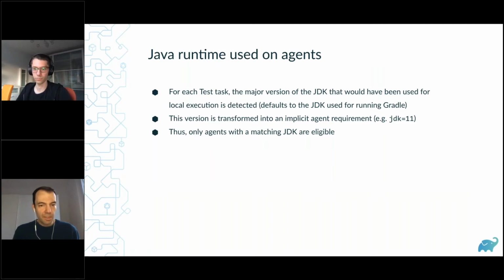A word about the Java runtime used on the agents. So for each test task, we detect the major version of the JDK that this test task would usually be executed with. So which JDK would be used to fork and run the tests on. And we're going to add that as an implicit agent requirement. So the agent does have to have the same major version of Java installed, so you can run the tests on that. Only matching agents will thus be matched and are eligible then for test execution. You can, of course, have multiple JDKs installed on the agents, and different test tasks can use different JDKs, and those would all match then to those agents with those multiple JDKs.